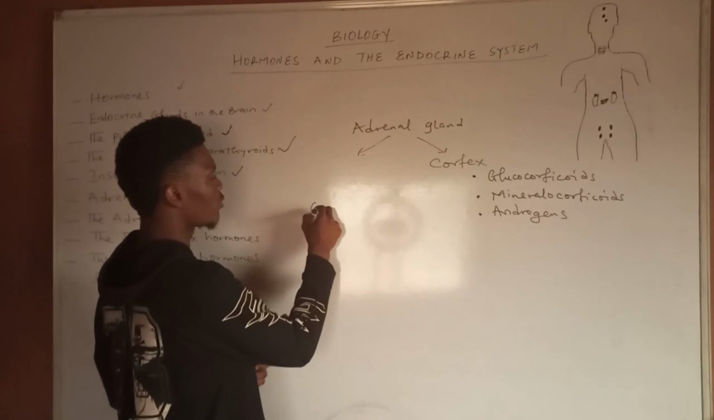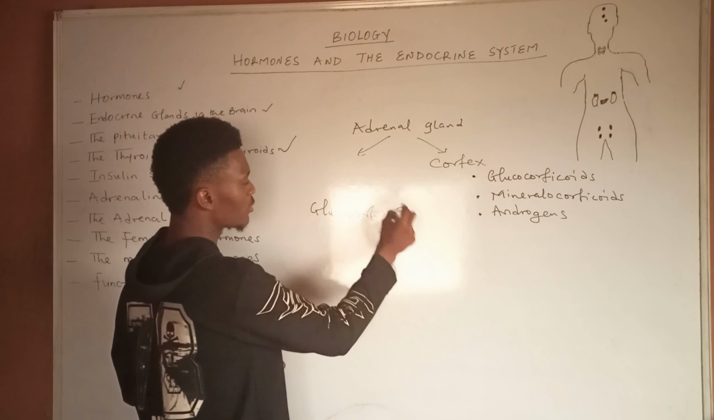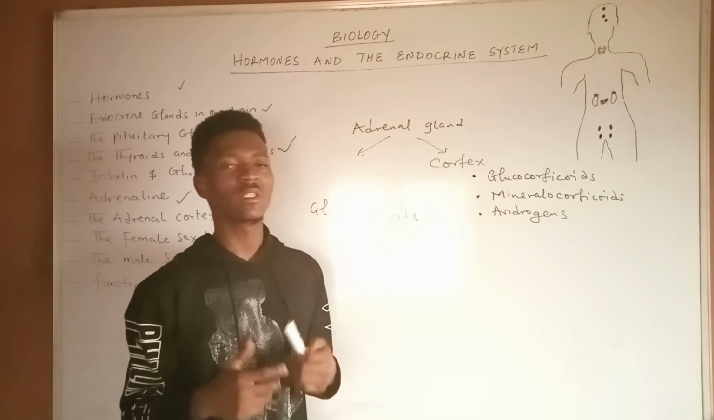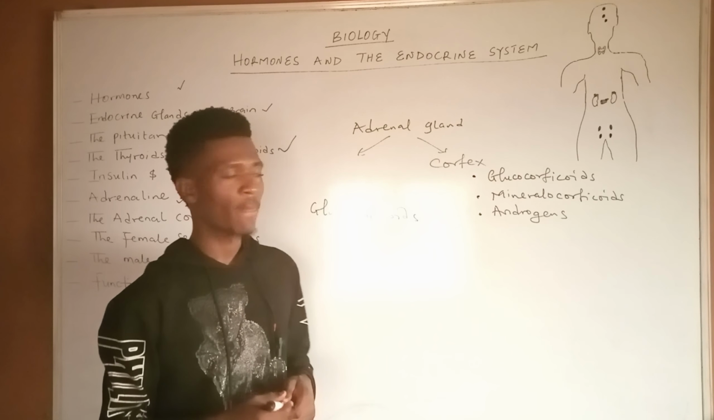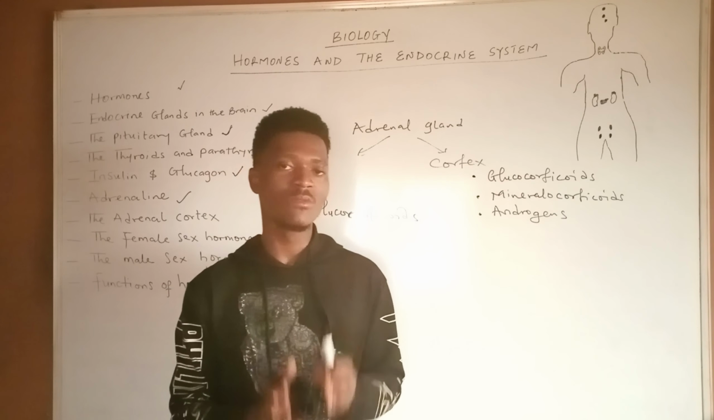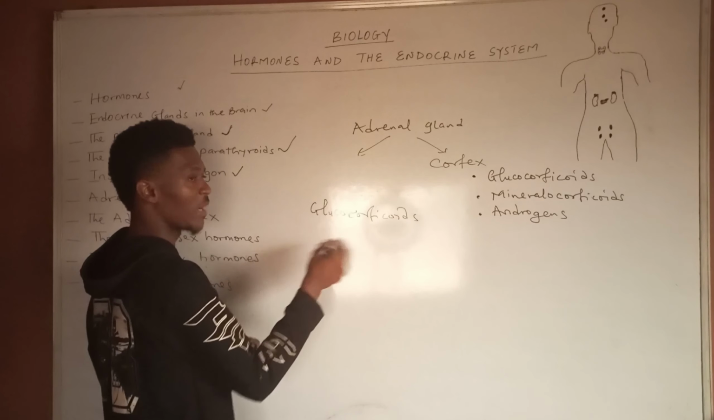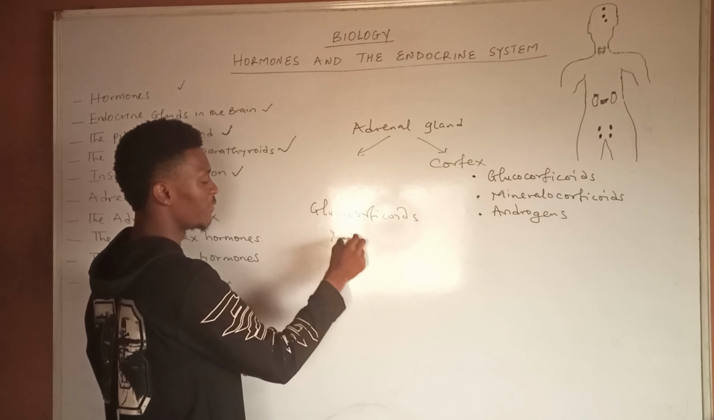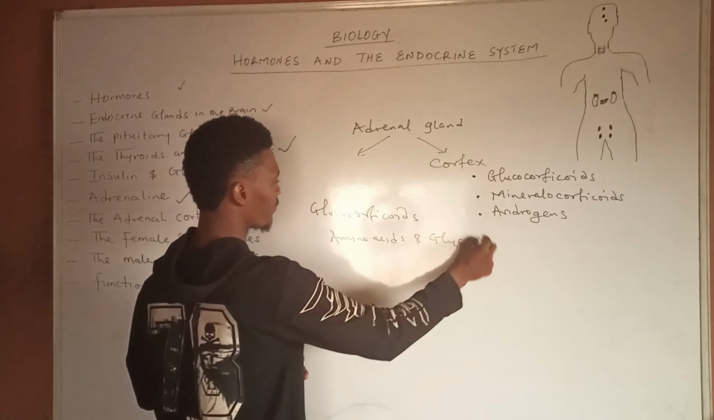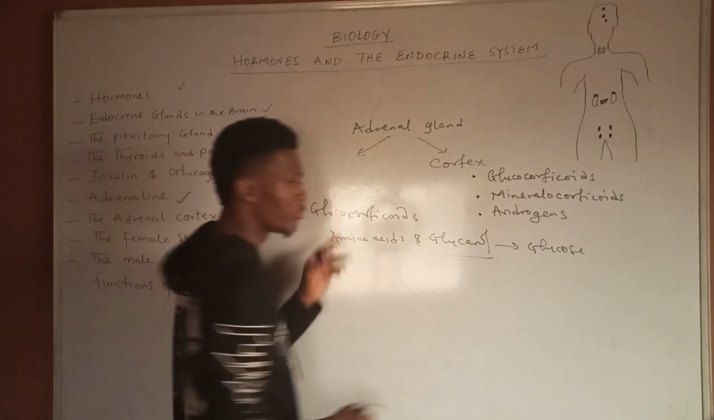Now, when we talk about glucocorticoids, we are simply referring to hormones that tend to convert excess non-carbohydrate materials into glucose. So the work of glucocorticoids is basically to convert excess non-carbohydrate materials to glucose. The non-carbohydrate materials I'm referring to can come in the form of amino acids as well as glycerol. Okay, so when these are converted to glucose, it is the work of the glucocorticoids.